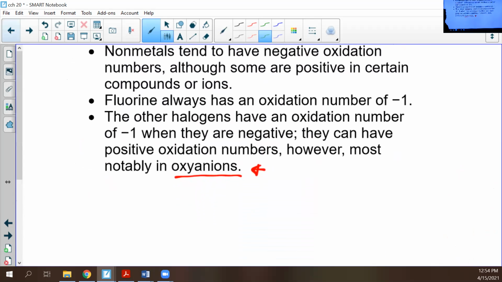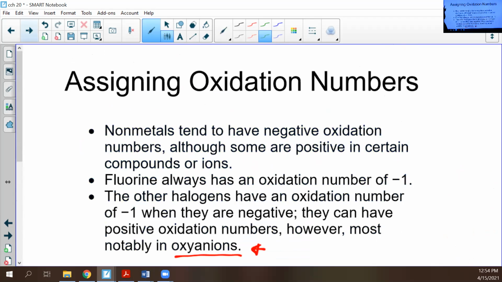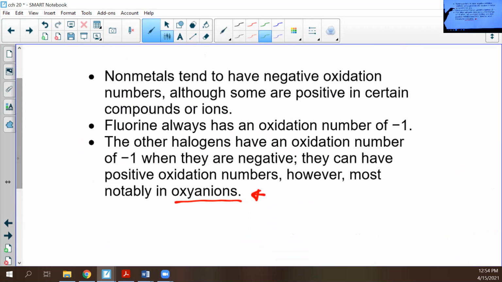Did this change? I'm so confused. Yeah, it did. Okay. So this stayed the same, but it goes right here, right?